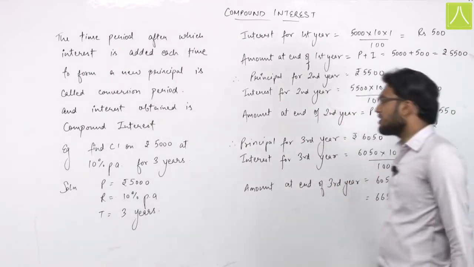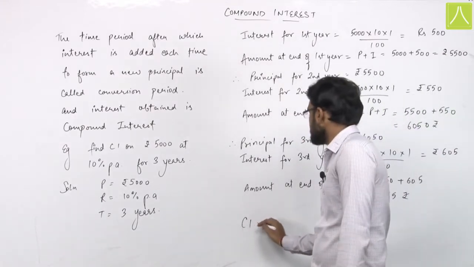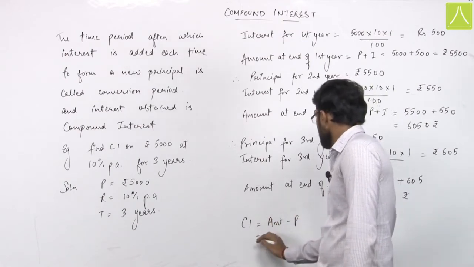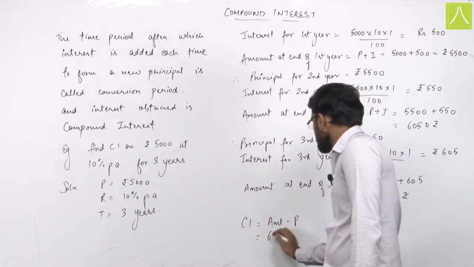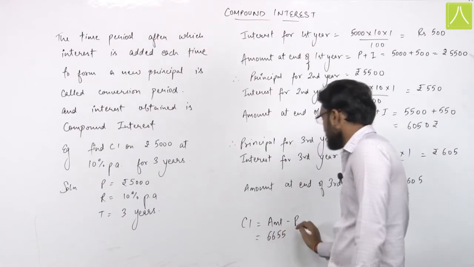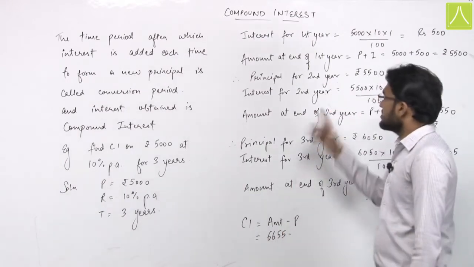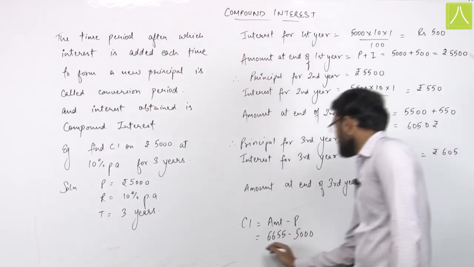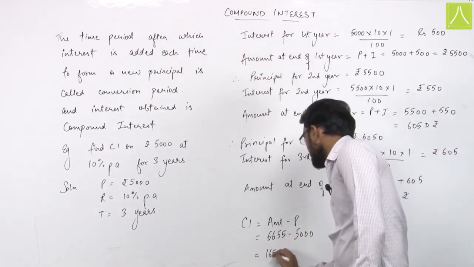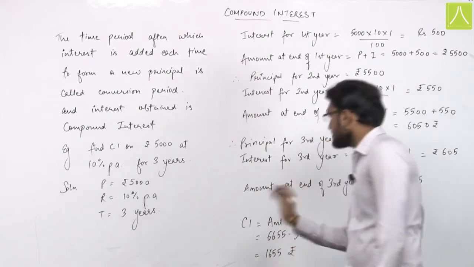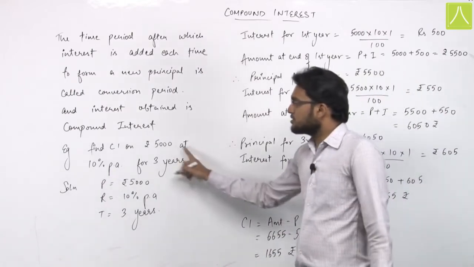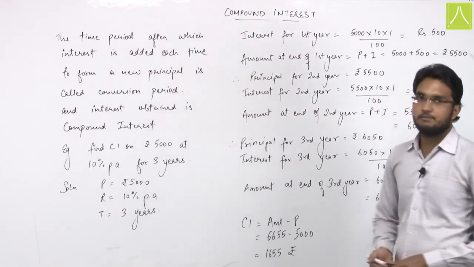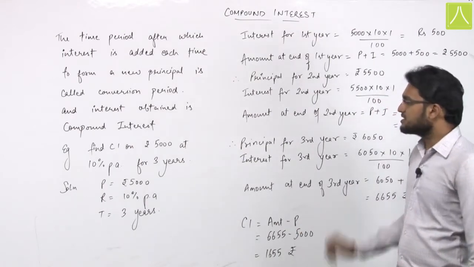We have to calculate the compound interest, and we know that the compound interest is equal to the total amount minus the principal. The total amount, which we calculated after the 3 years, is 6,655. The original principal is 5,000. Subtracting this, we get 1,655 rupees. Therefore, the interest on rupees 5,000 at 10% per annum for 3 years is rupees 1,655 only. Now this is the procedure.